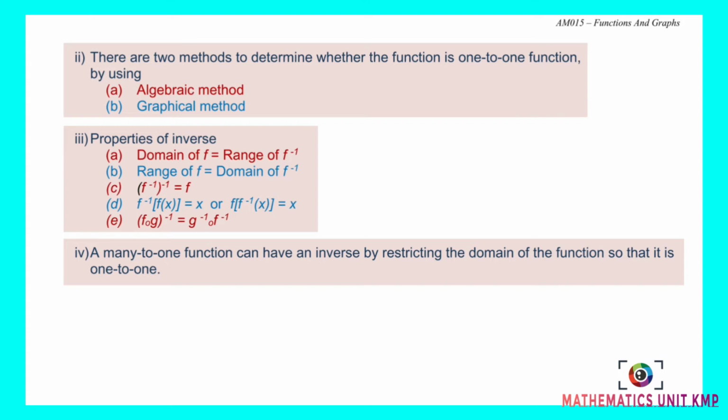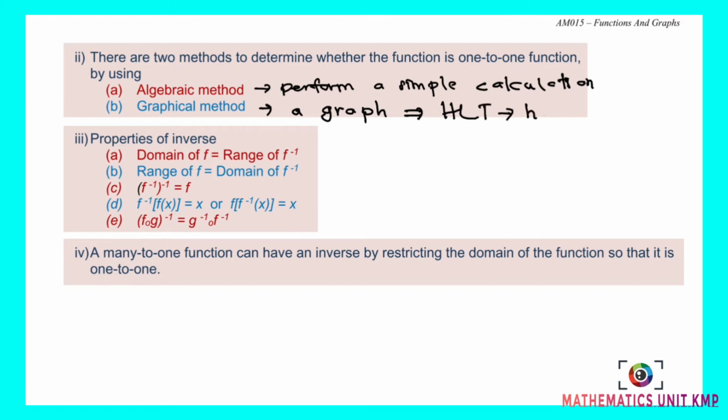There are two methods to determine whether a function is a one-to-one function. The first one is the algebraic method, the second one is the graphical method. For the algebraic method, basically we need to perform a simple calculation. And for the graphical method, obviously we need a graph, and from the graph we will apply a specific test, which is the horizontal line test.